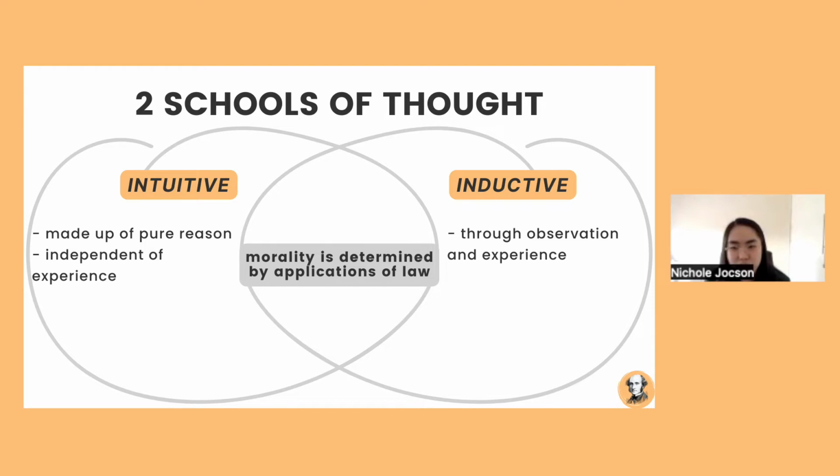But these two branches of thought hold on to the idea that morality is determined by the application of general laws. And with this, we now move on to ask, what is the law for utilitarianism that would help us determine if the action is right or wrong?